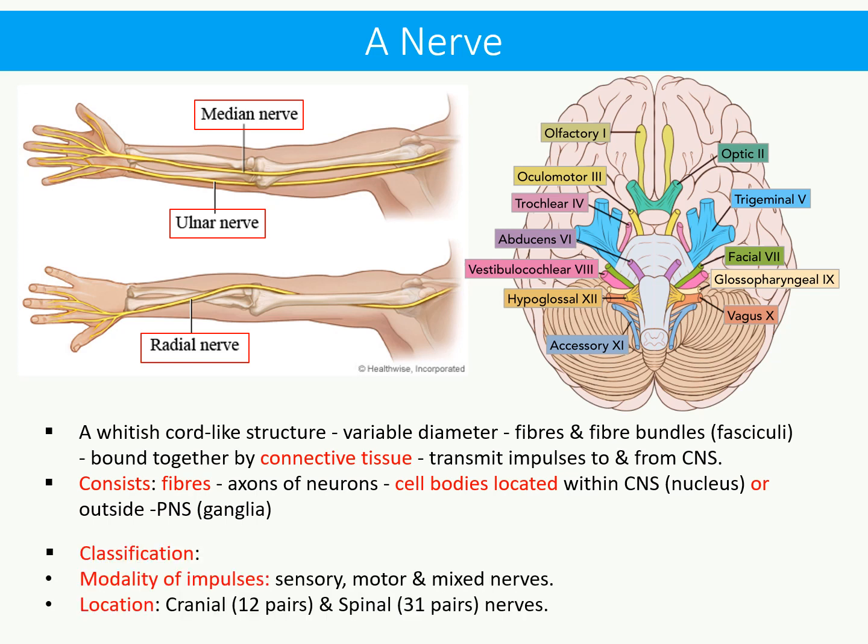ganglia. The nerves are classified according to, number one, modality of impulses they carry into sensory or motor or mixed nerves. According to their location, cranial, 12 pairs which are attached to the brain, and spinal, 31 pairs which are attached to the spinal cord.